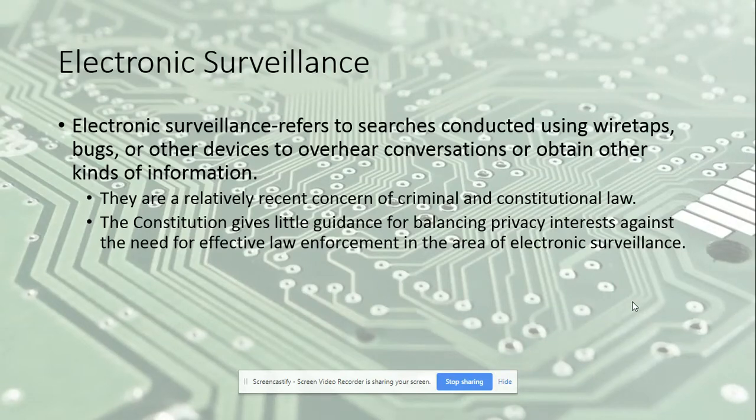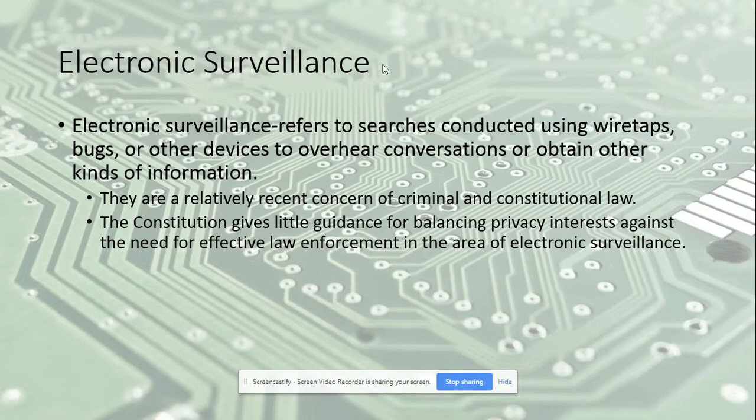Okay, so we were just talking about plain view and electronic searches for information. Now we'll skip ahead a little bit to electronic surveillance, which refers to searches conducted using wiretaps, bugs, or other devices to overhear conversations or obtain other kinds of information. Now, contrary to what you see in Hollywood, these require search warrants. You can't just randomly bug somebody's room or their phone or something like that.